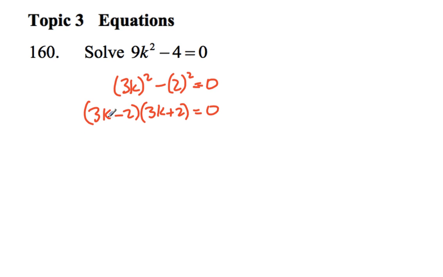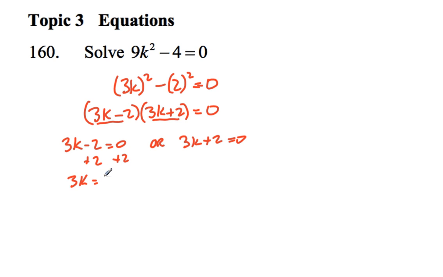That allows us to say either this bracket equals 0 or this bracket equals 0. 3k minus 2 equals 0, or 3k plus 2 equals 0. Two-step equations to solve here, making us work fairly solidly, leaving us with 3k equals 2. We'll divide by 3, divide by 3. K equals 2/3, we could say there.